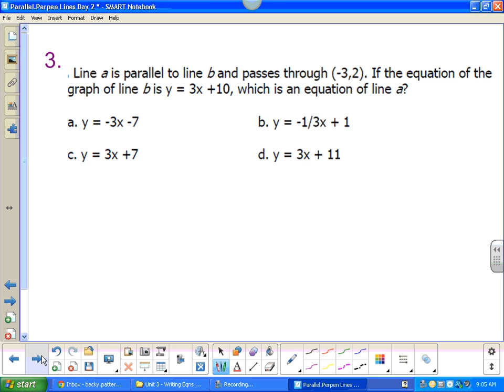Line A is parallel to line B and passes through the point -3, 2. If the equation of the graph of line B is that, what is the equation of line A? Well, if I'm parallel to this, what does that tell me about my slope? It says that my slope is a 3. Well, if my slope is a 3, what answers can we eliminate? We can eliminate A, and we can eliminate B.